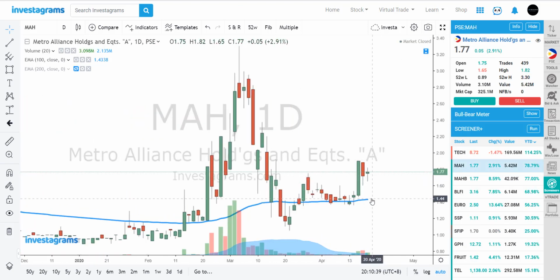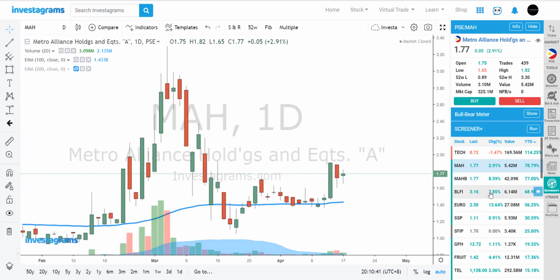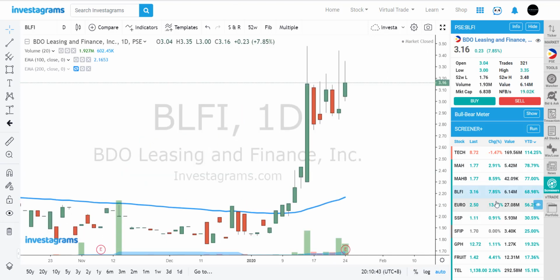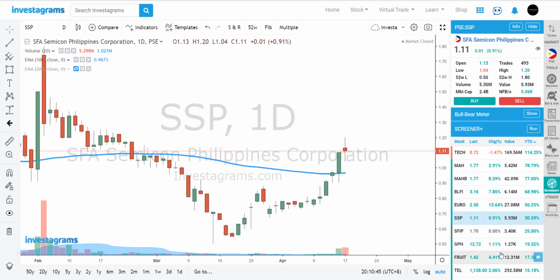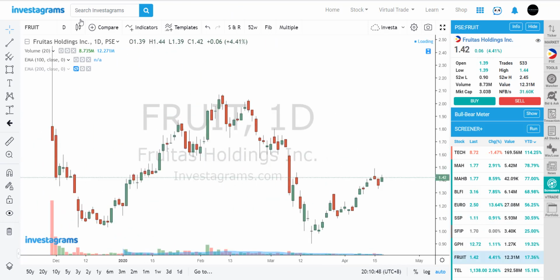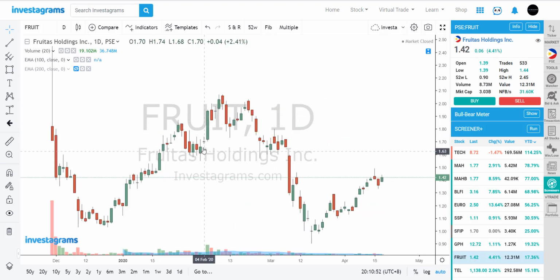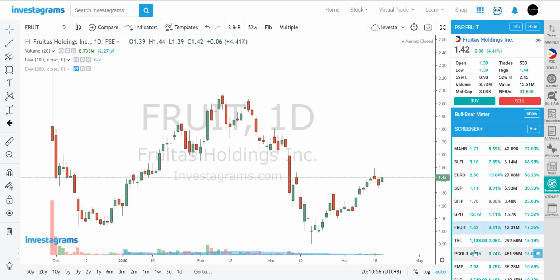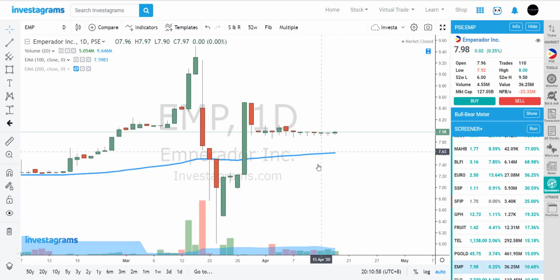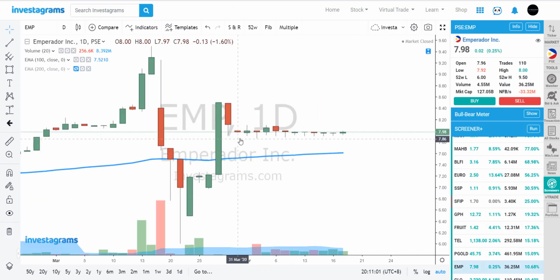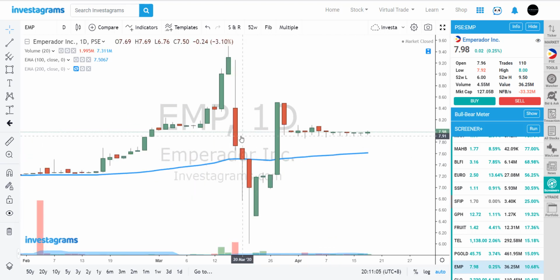So MAH having that recovery. Fruit. Wait, where's the 100-day EMA? Weird. There seems to be a bug here. We'll check on that later. EMP. Wow, this is a pretty solid sideways movement. So this stock's just hovering above that 100-day EMA. So potentially you're going to see setups here.